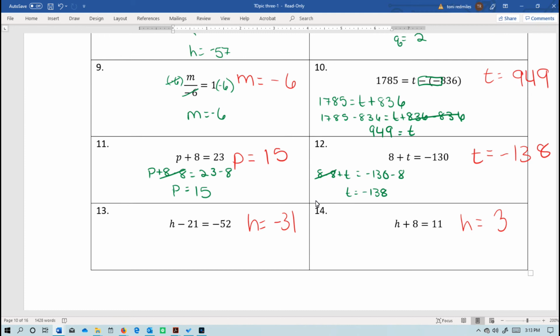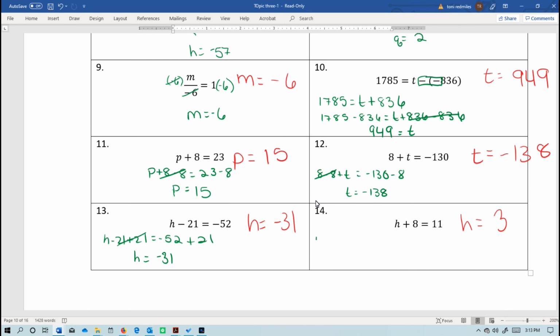The 21 is subtracting h, so to undo it, I have to add it. What I do to one side, I have to do to the other side, so I'm also going to add it over here. That's going to go to 0, just leaving me with h. And if I owe $52, but I have $21 in my pocket, I owe $31 still. And because I owe, it has to be negative.